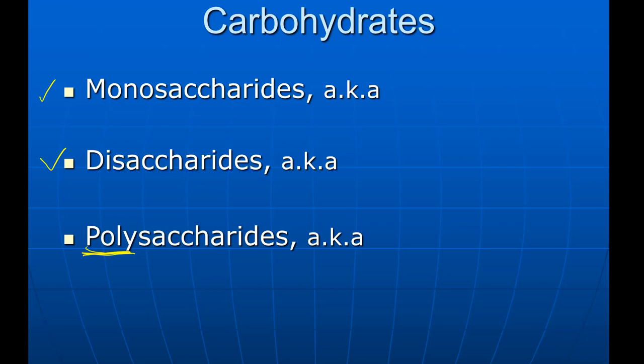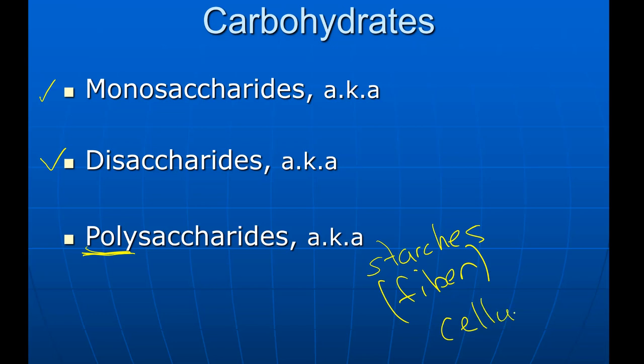And the 2 types of complex carbohydrates are starches and cellulose or fiber. So our polysaccharides are starches and fiber, which scientifically is usually known as cellulose. So let's begin this sweet subject.